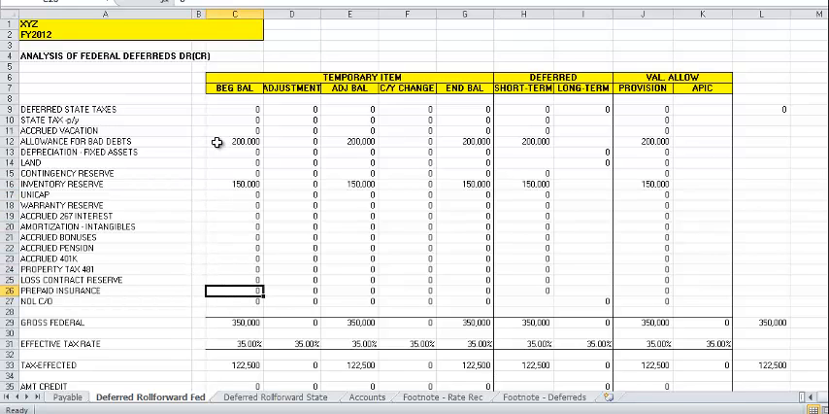The next item I have on my assumptions list is prepaids, and at the end of 2011 I showed a temporary item of $25,000, and that's going the opposite direction because for prepaids I'm deducting it for tax before I expense it for books. So in the future, when books expenses that $25,000, I won't get a corresponding tax deduction.